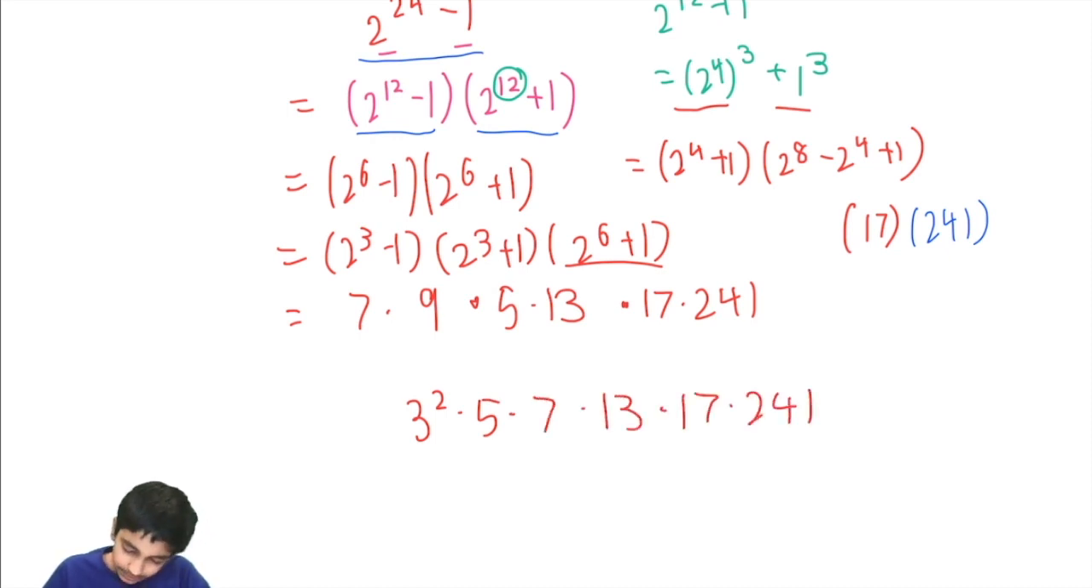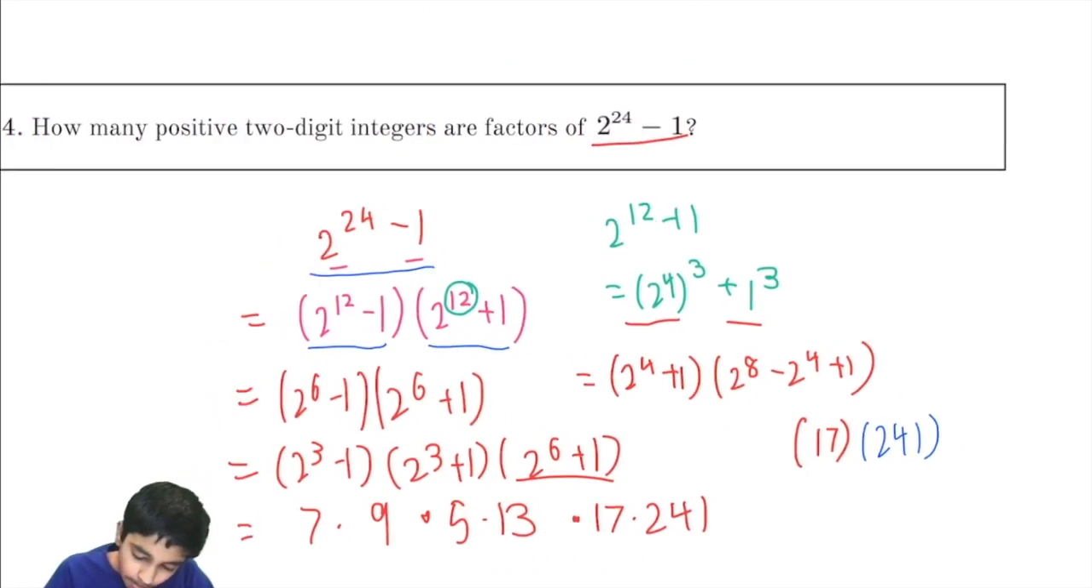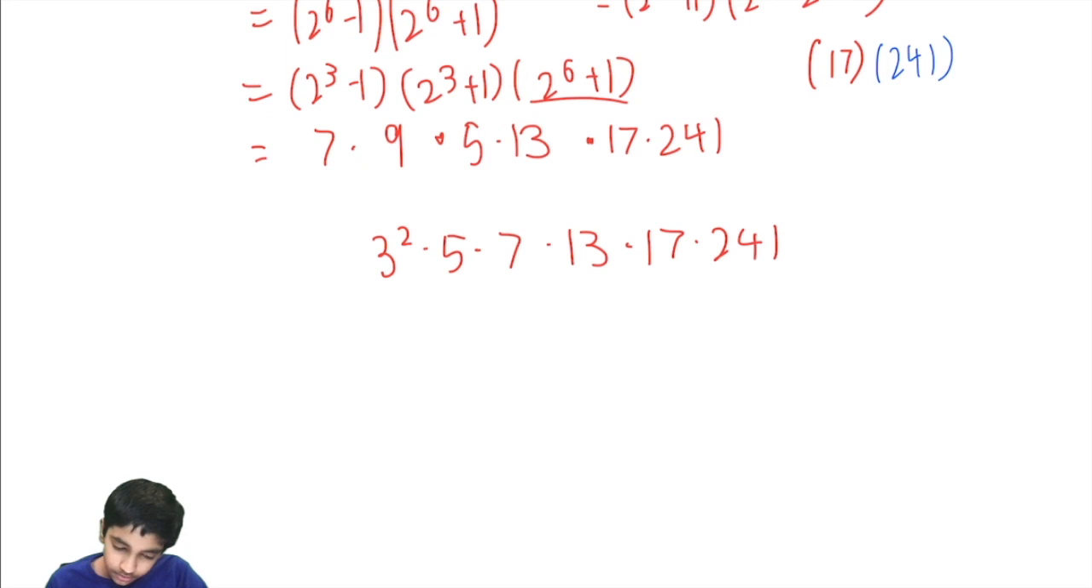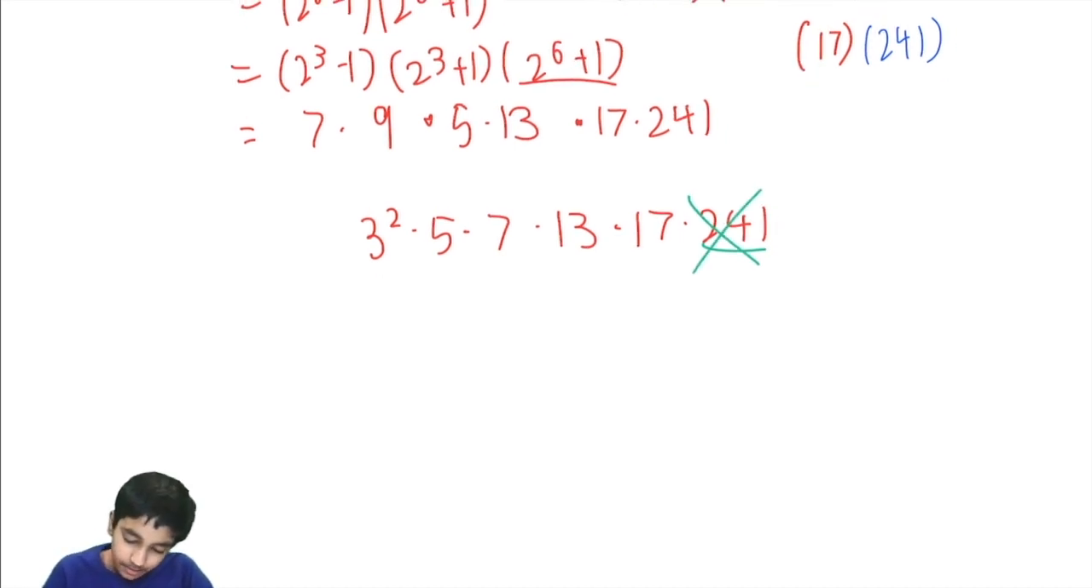But we're not done yet. We want to find how many positive two-digit integer factors this has. So now, the idea is that 241 is completely meaningless, because 241 times anything will always be way bigger than a two-digit number. So just ignore this completely, because it's not really giving us any two-digit numbers here. So now the idea is we do casework on the different number of factors. We can either have one factor.